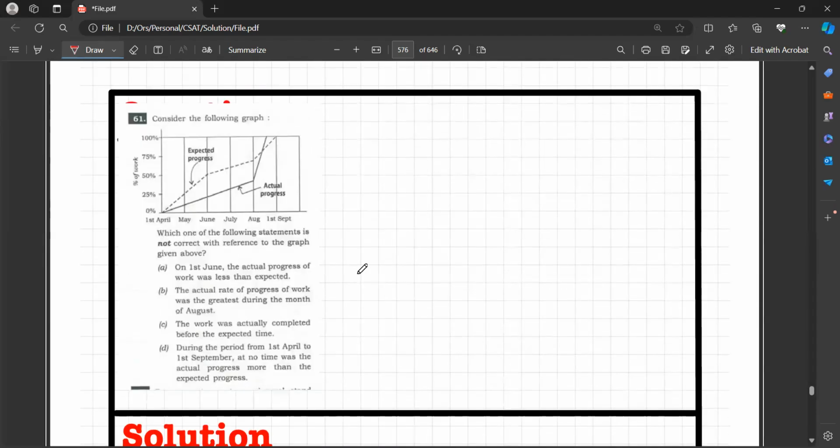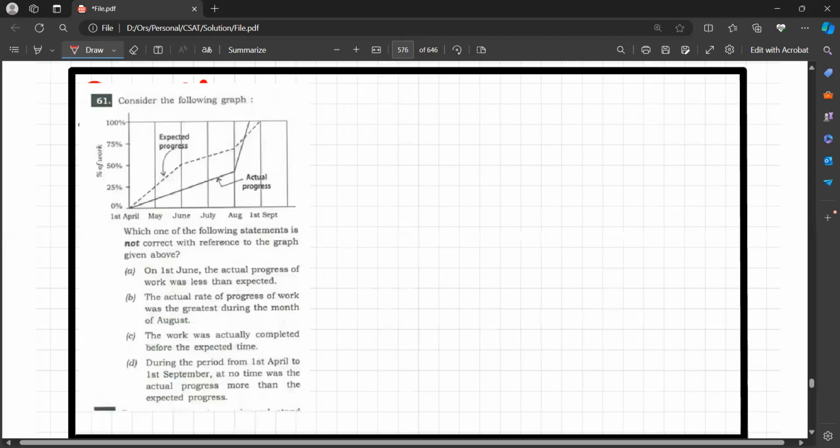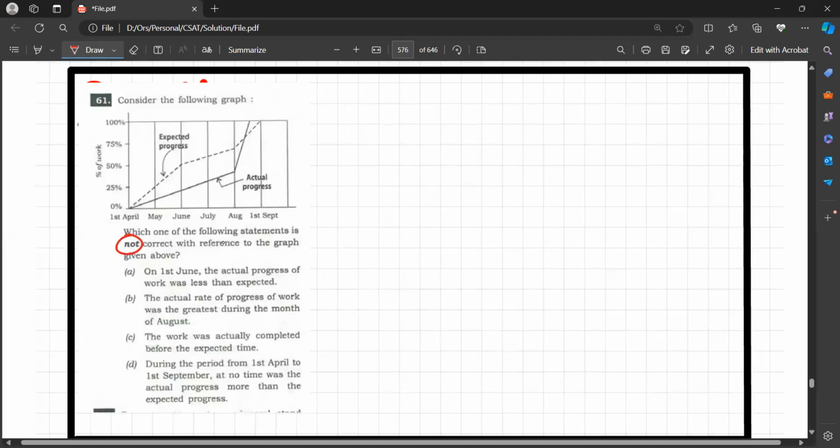Expected progress, actual progress. Which one of the following statements is not correct with reference to the graph given above? On 1st June, the actual progress of work was less than the expected. 1st June is this one. Actual progress was less than the expected. This statement is correct, so it cannot be the answer, because the answer is the not correct one. ये वाला नहीं होगा, because it is a correct statement.